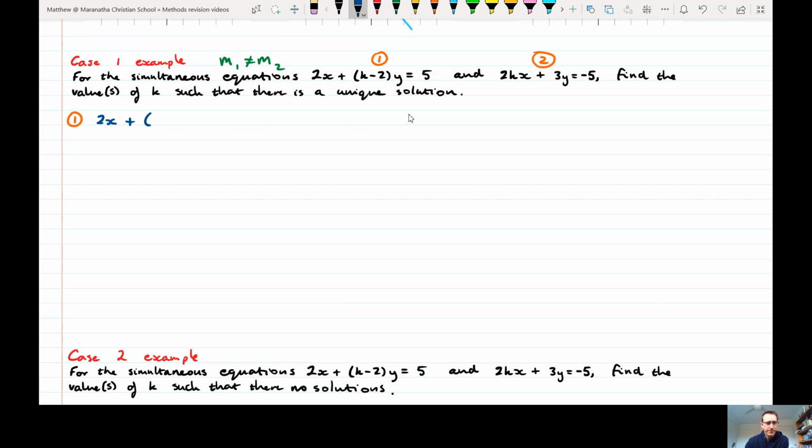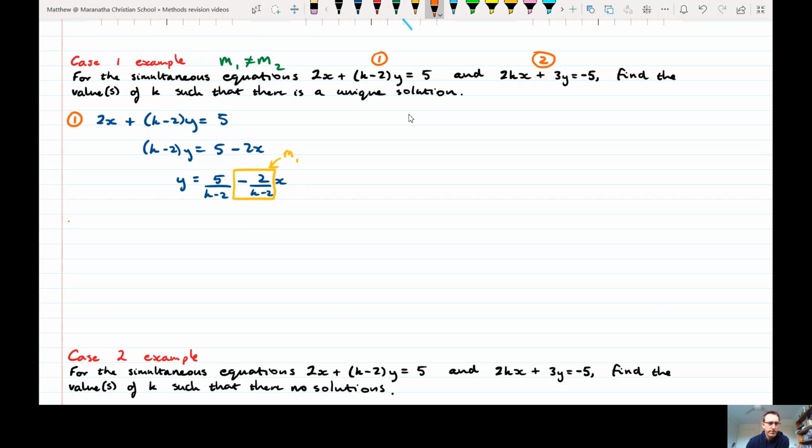So you have this equation here. And we're going to transpose it to get y by itself. So I'm going to leave the k minus 2 over there, equals 5. And I'm going to subtract the 2x and then divide it by k minus 2. So it's 5 over k minus 2 minus 2 over k minus 2 times by x. And hopefully you can see that this value here is the gradient. Remember, the coefficient of x is always the gradient. That's our m1.